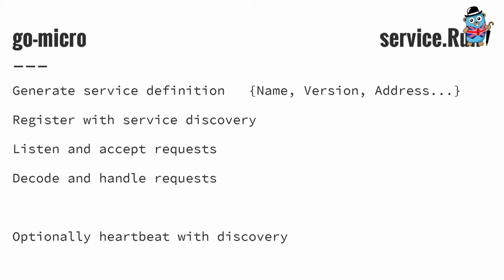So when you call service.run, it's taking that information that you gave it, the name, the version, the metadata, the handler that you registered. It's extracting out all of that information, creating a service definition, and it's using the registry to register with service discovery. It's using the transport to listen and accept requests. It's then using the codec to decode that request, and then it hands off to your handler to actually execute it. And you can also optionally heartbeat with discovery as well.